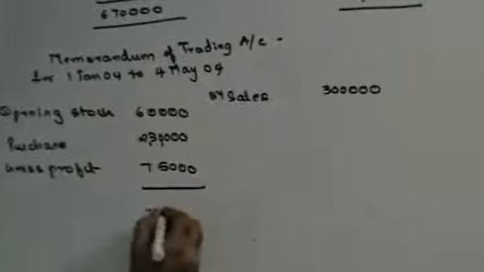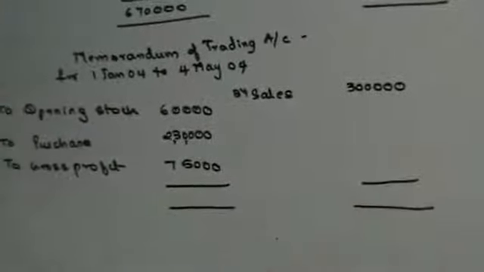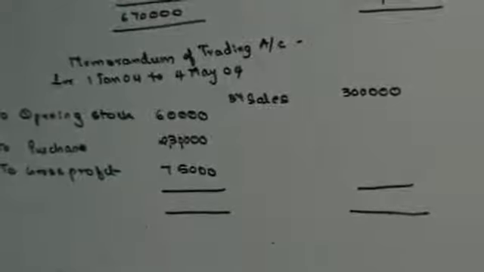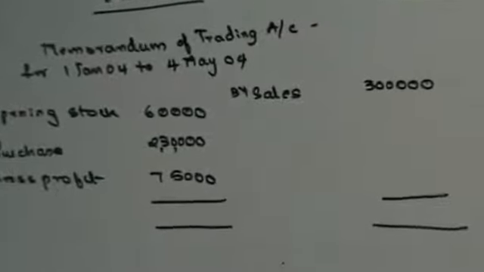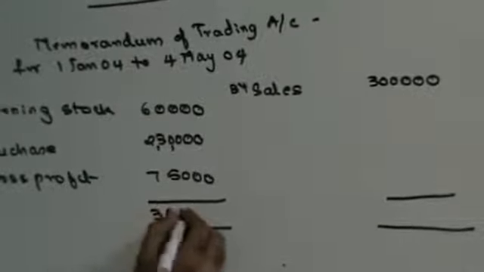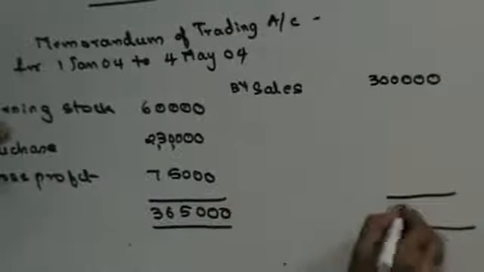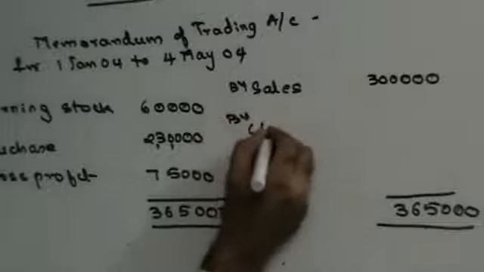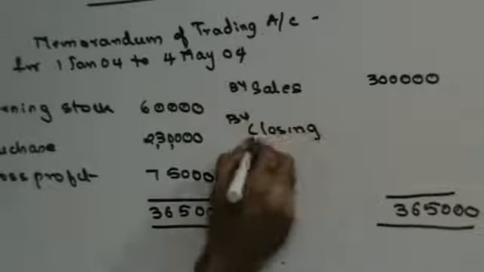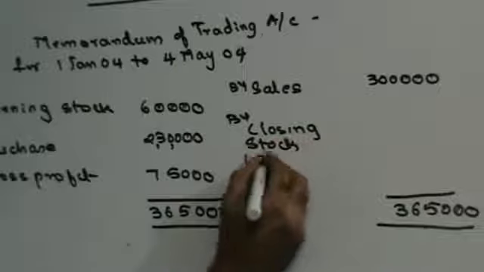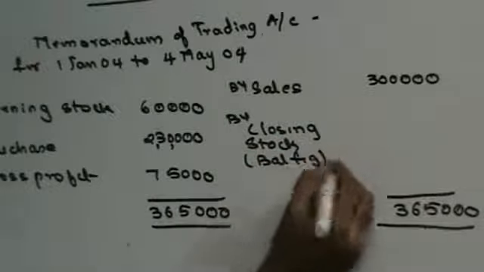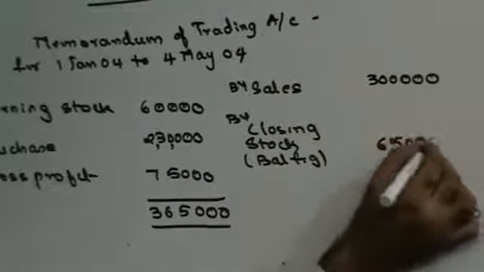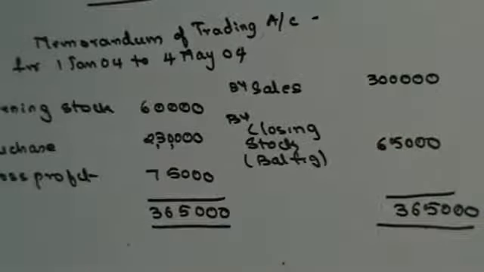Once I have this, then I can tally this. This is going to be 2,30,000 plus 60,000 plus 75,000 will give you 3,65,000. This is going to be my closing stock. This is going to be my balancing figure, which is going to be 65,000. Once I know my closing stock, then I can make statement of claim. This is going to be my working note 5.